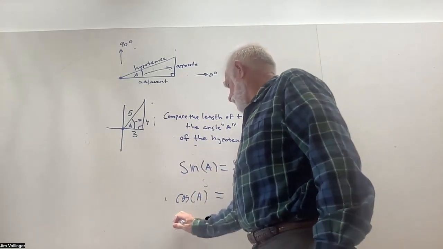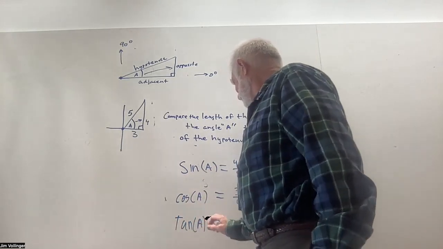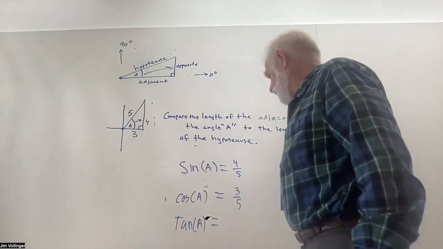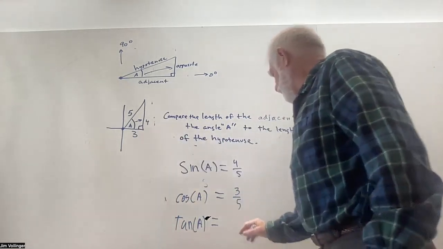We might as well cut right to the chase. So what's the tangent of angle A? There's a lot to do with slope and tangents. Oh, rise over run, 4/3.